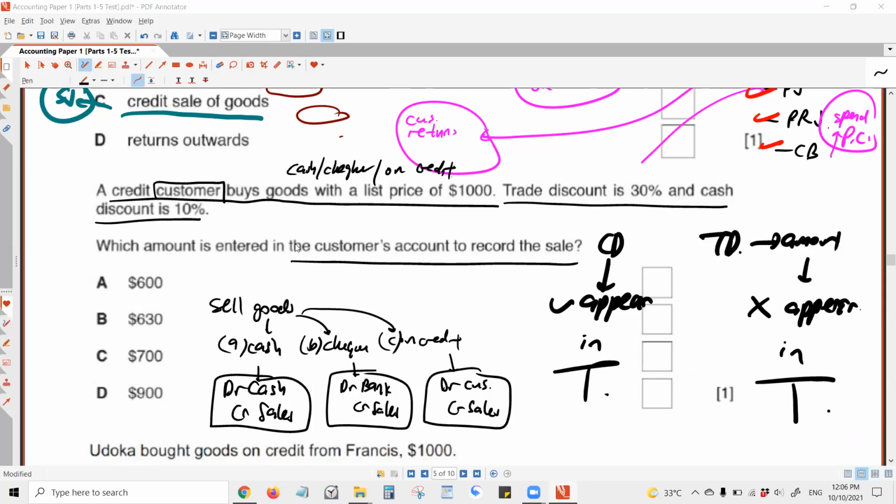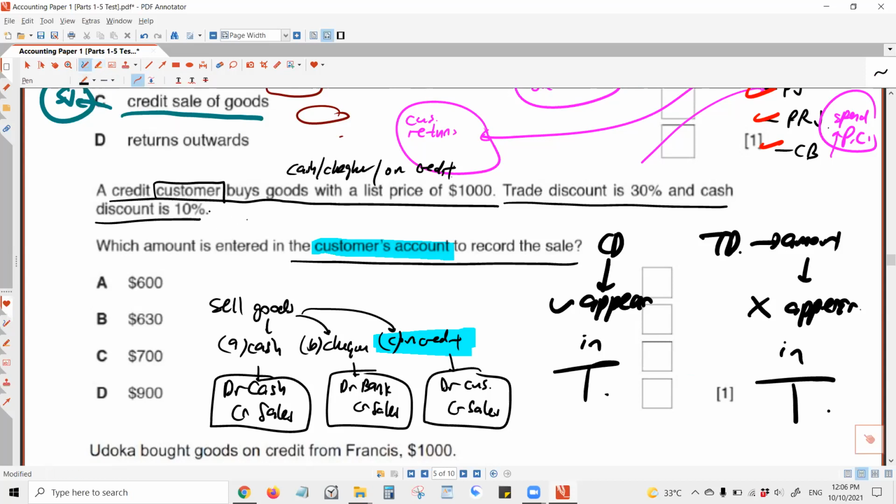Yep, correct. One of you asked me whether it's on credit, because it says which amount is entered in the customer's account to record the sales. So the one that I've highlighted here indicates it must be on credit, because it's asking what should be entered in the customer's account. No, we are not the customer. Just now I mentioned already, we are not the customer. We are the supplier. Because they use the word customer here, then it's not us. We are not customer.